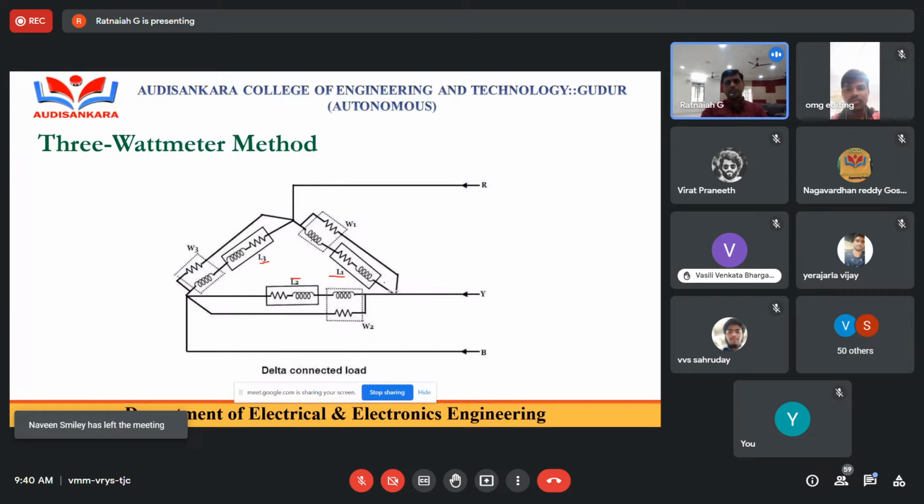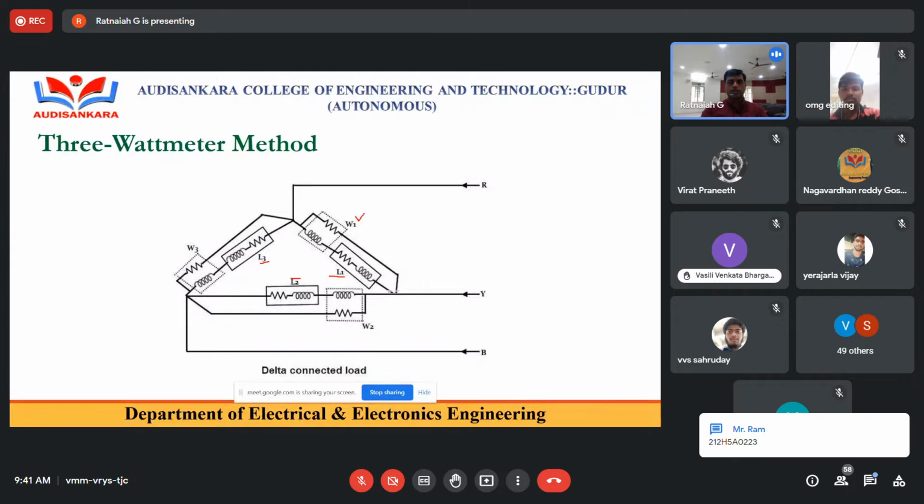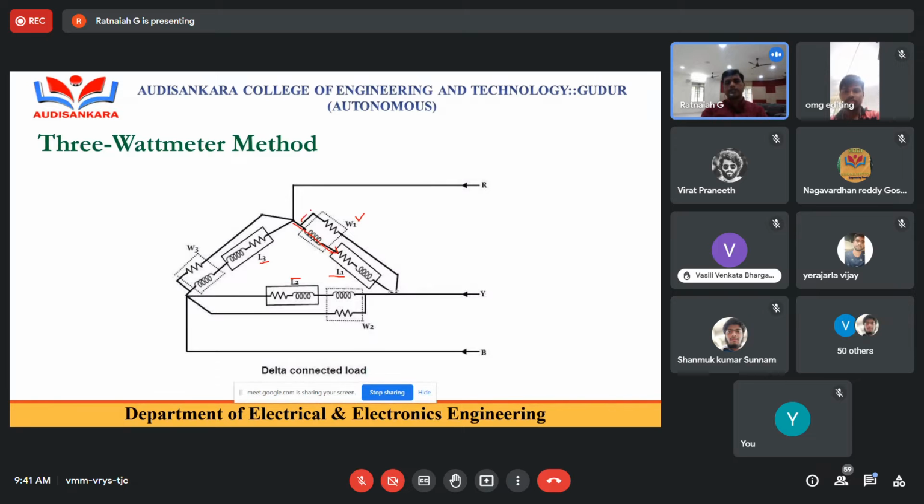Now, how to connect 3 wattmeters in a delta connected network? Generally, in a delta connected network there is no neutral point, so for each phase we connect a wattmeter, with the current coil in series with the load and the pressure coil in parallel with the same load. So for W1, the first wattmeter, the current coil is connected in series with L1, and the pressure coil is always connected across the total load.